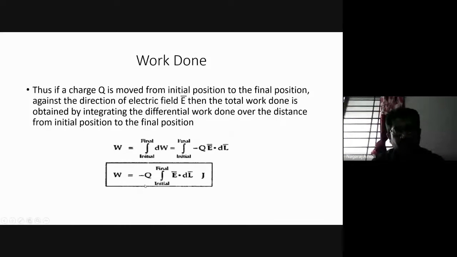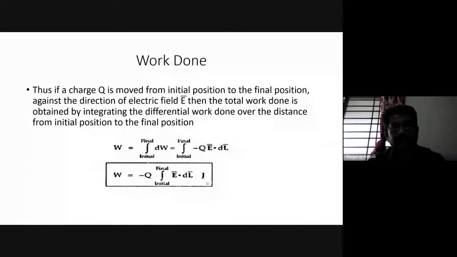That is, W is equal to minus Q integral initial to final E bar dot dl bar joules. Q is constant, take it outside. This is one of the important formulas for the work done. Work done is given by W is equal to minus Q integral from initial to final E bar dot dl bar joules. Memorize this formula. We'll be using it when solving the examples.